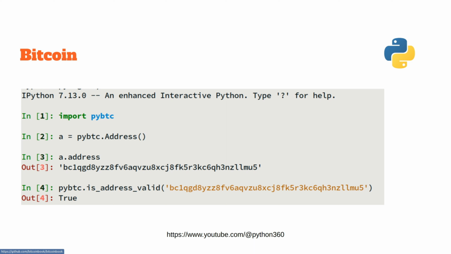If you use interactive Python, you could do this: import PyBTC, A equals PyBTC.address, then you can get the address. You see the fourth line, PyBTC is underscore address underscore valid. Then you can validate whether that address we just created is a correct address. Most modern Bitcoin addresses will begin with, as you can see here, EC1.